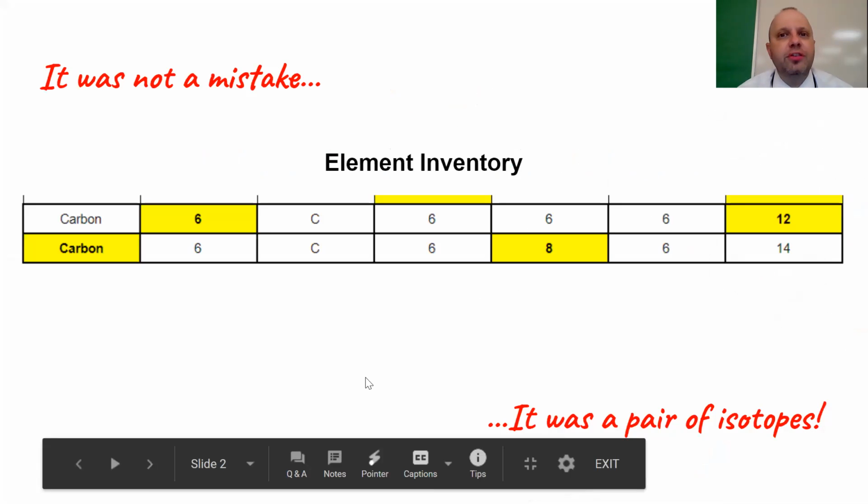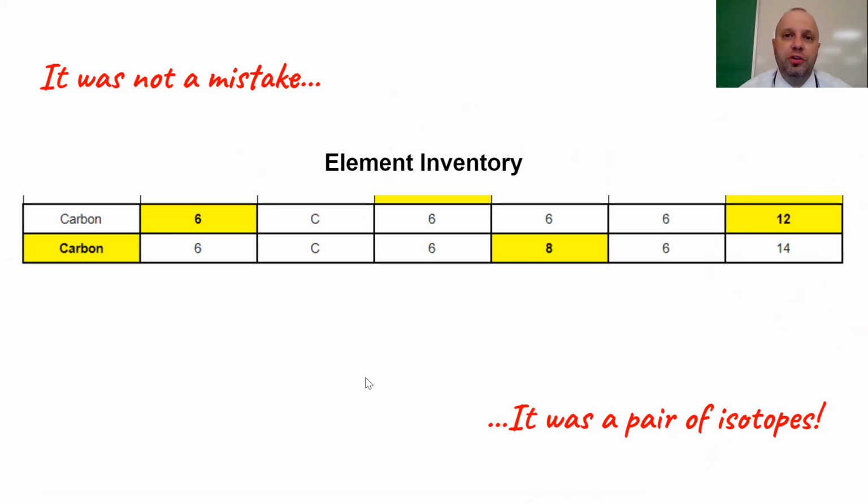So the first thing that I wanted to mention was that on our previous homework, which was the element inventory, the last two rows were both carbon. As it says on the screen, this was not a mistake. This was actually a lead-in to what we're going to talk about today, which are isotopes.